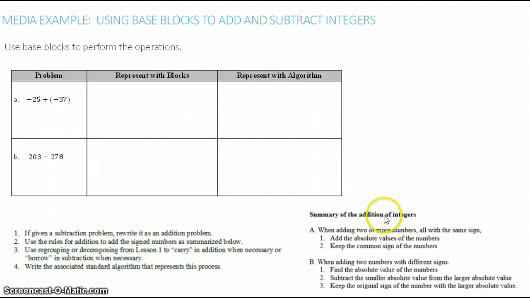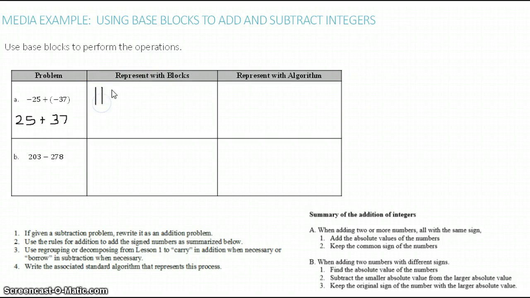So we're going to look at the summary of the addition of integers, and it says when you add two numbers with the same sign, you add the absolute values of the numbers and keep the common sign of the numbers. So we're going to find the result of a similar problem, 25 plus 37, and then we're going to note that our answer is going to be negative because we're adding two negative numbers. So let's represent this with blocks.